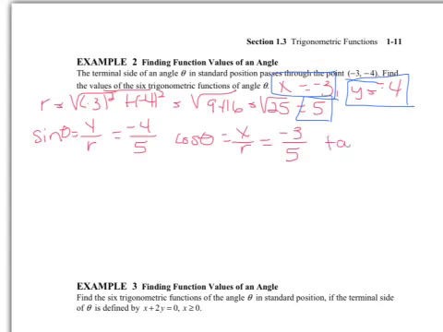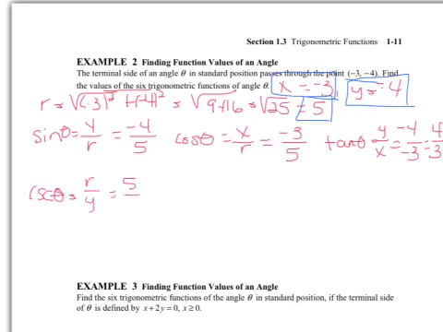Then we're going to put in our tangent values. Our tangent of theta is y over x, which equals our y value of negative 4 over my x value of negative 3. Two negatives cancel, a negative divided by a negative gives us a positive, so tangent of theta is 4/3 positive. Then we go down to our cosecant of theta. Cosecant of theta is r over y.